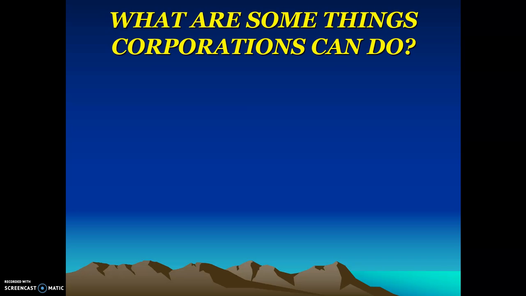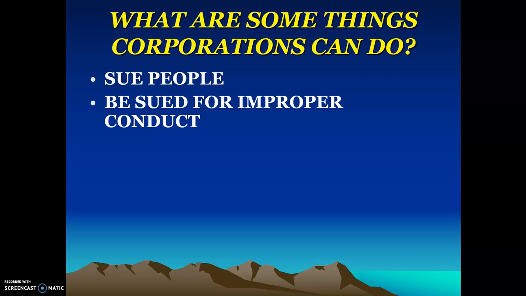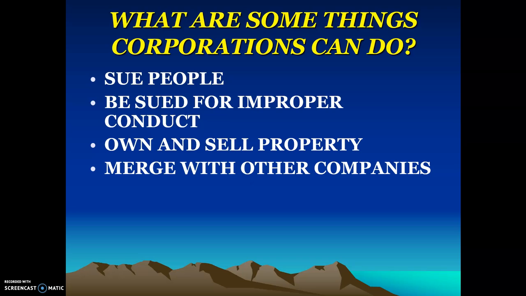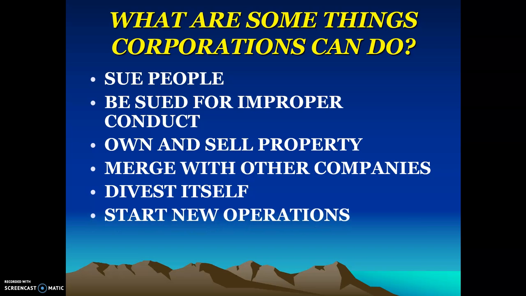Now, what are some things corporations can do? They can sue people. They can actually sue people. And on the other hand, they can be sued for improper conduct. A lot of times you see this in illegal dumping, stuff like that. They can own and sell property. They can merge with other companies. Sometimes those mergers are good. Sometimes it's a hostile takeover. It can divest itself. It can start new operations. And it can cease operations.